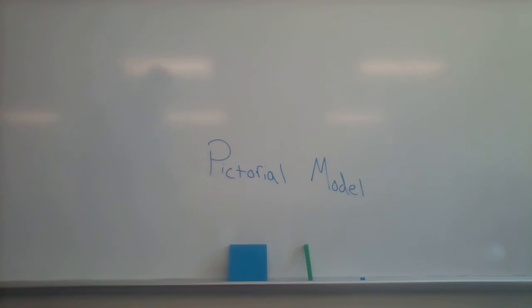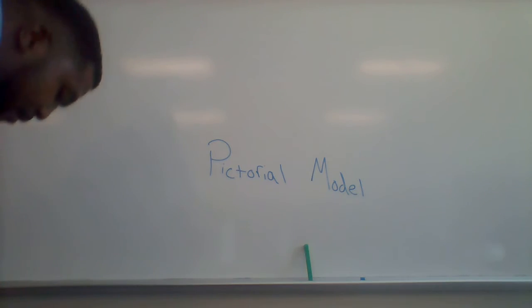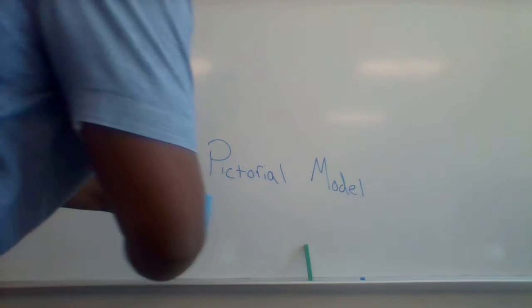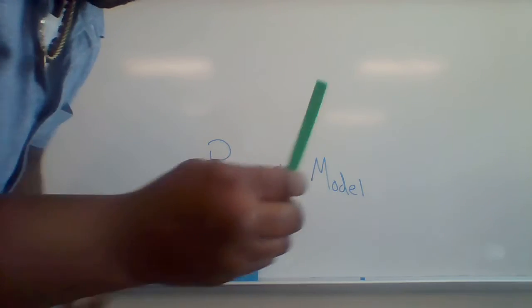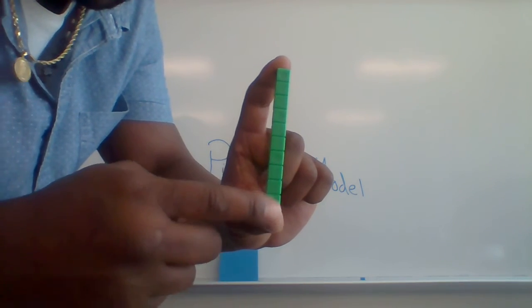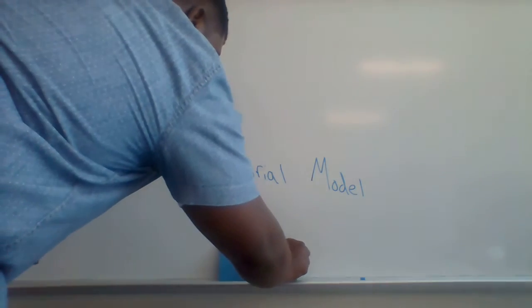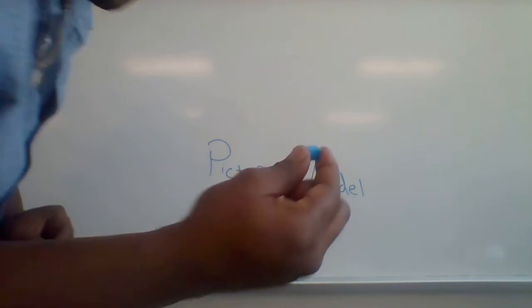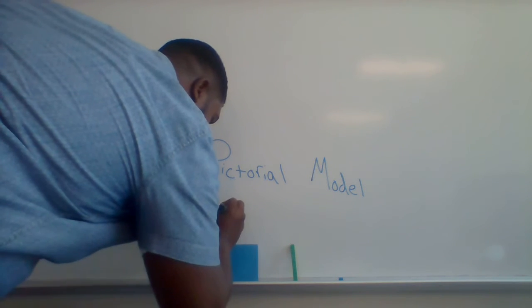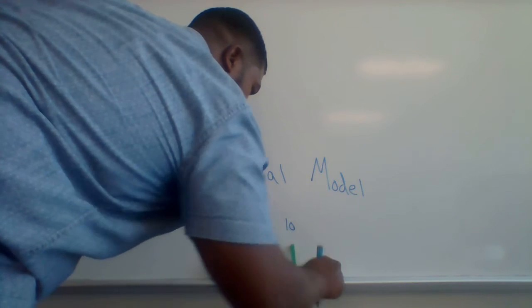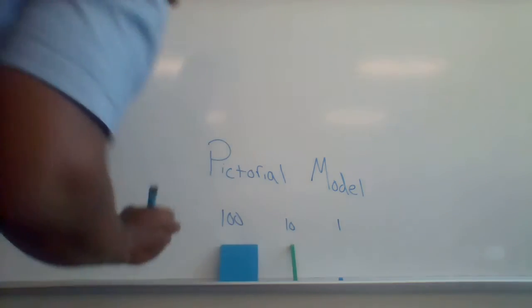Today we're going to be talking about pictorial models. We're going to be basing our pictorial models off of base 10 blocks, being a flat, which represents 100, one rod that represents 10, and one cube, which represents 1. So a flat represents 100, a rod represents 10, a cube represents 1.